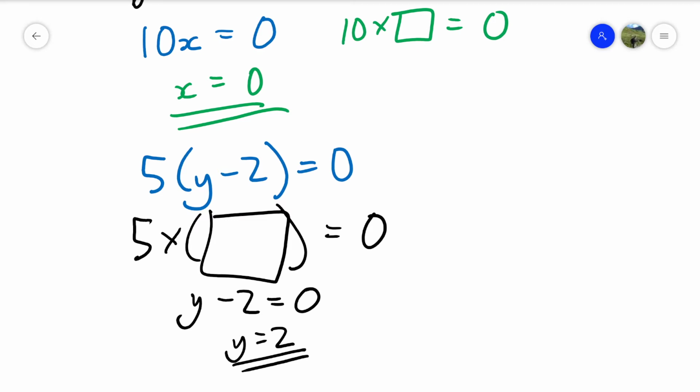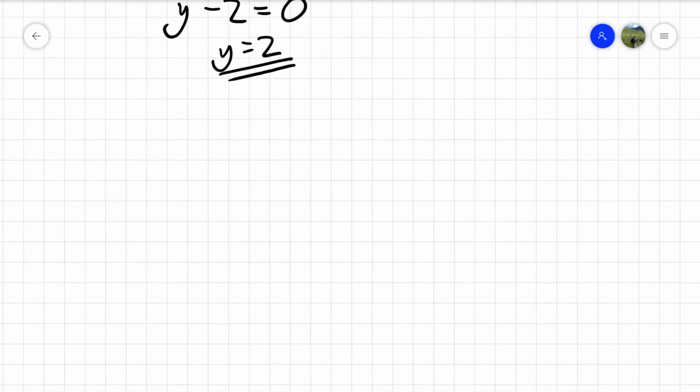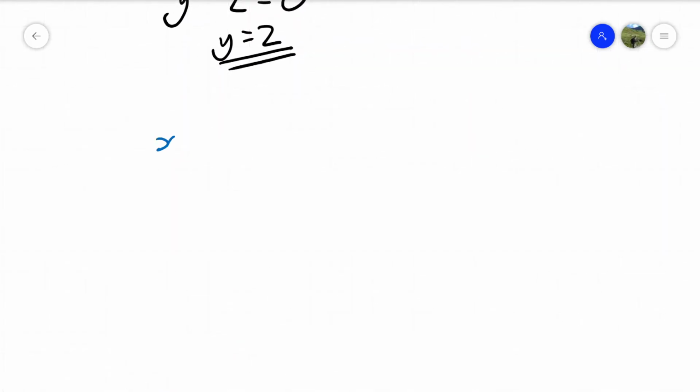Excellent. I'm trying to build the concept here, so I'm slightly loosening up my maths strictness just to get our heads into this concept. Let's do the next one.